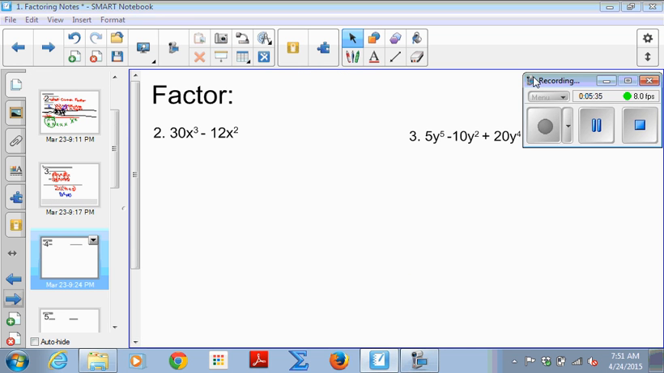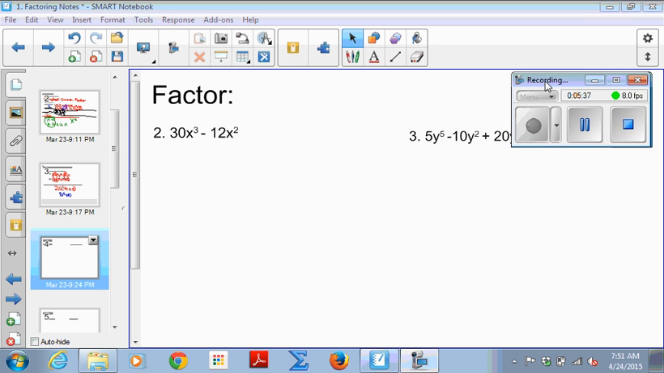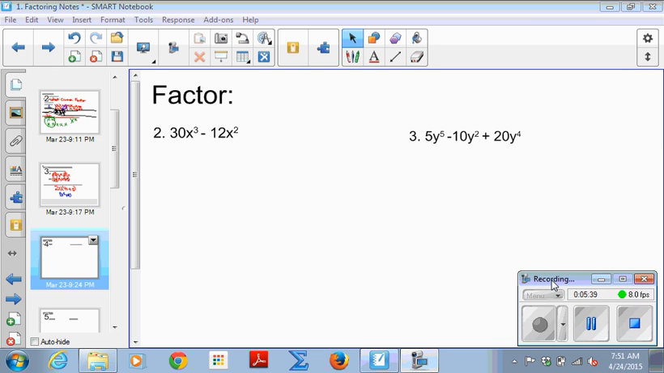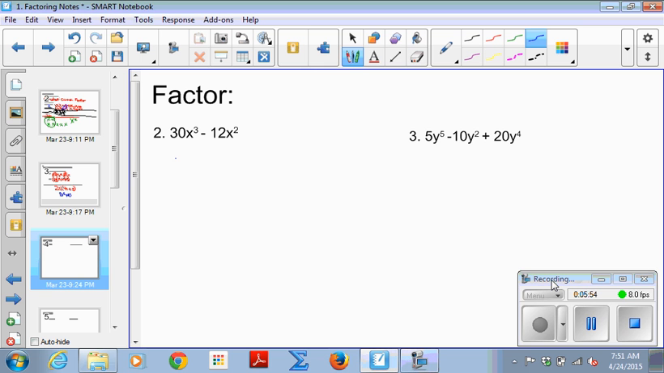So we're going to go ahead and factor these two problems. Now here's where if you want to pause the video and try it on your own, you can. And if you want to stay with me for this, you can. So 30x cubed minus 12x squared. Well, greatest common factor between 30 and 12, they each have a 6 in them. And then between the x cubed and x squared, they each have x squared.